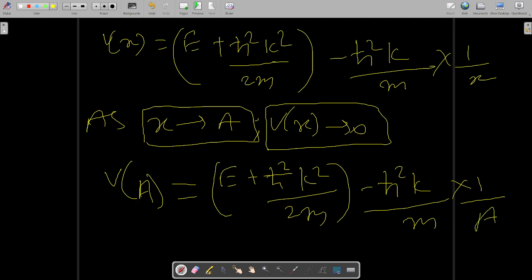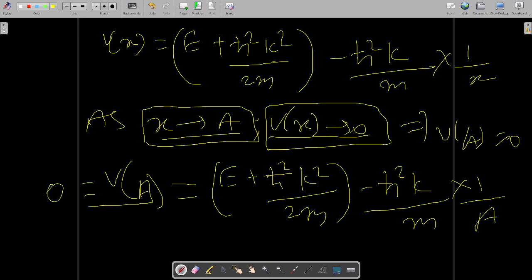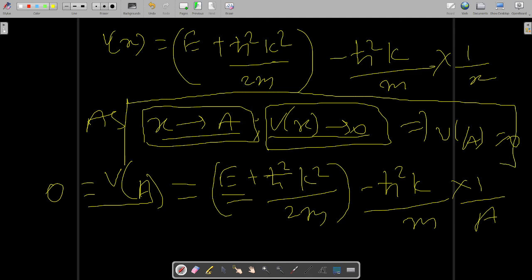So when I put x equal to a, it is given that when x tends to a, v of x is equal to 0. That implies that v of a is equal to 0. That means this term will turn to 0, so I will write 0 over here. So you can clearly find the e value from here. Why was this given? So that you can find the e value. Now you have got the equation, so you can find the e value from here clearly.